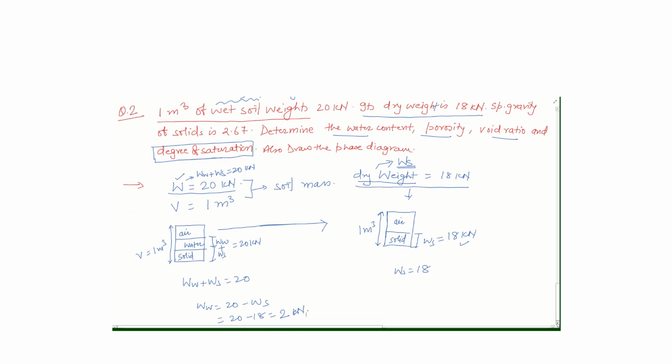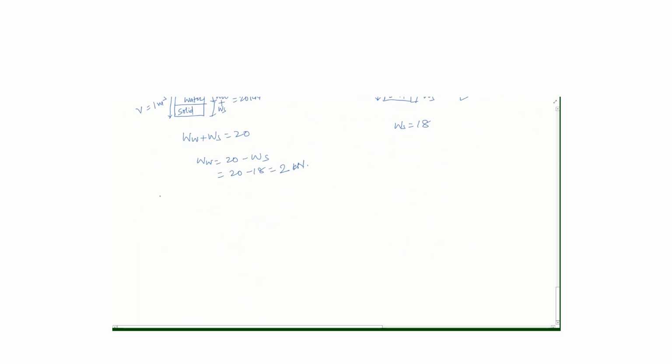You have to remember what water content is. Water content is weight of water by weight of the solid. Both we know: weight of solid is 18 kilonewton, weight of water is 2 kilonewton. So we simply take 2 by 18 and multiply it with 100, because water content is in percentage. This value becomes 11.1%. So this is the answer: water content is 11.1%. This is the first subsection that I have determined.